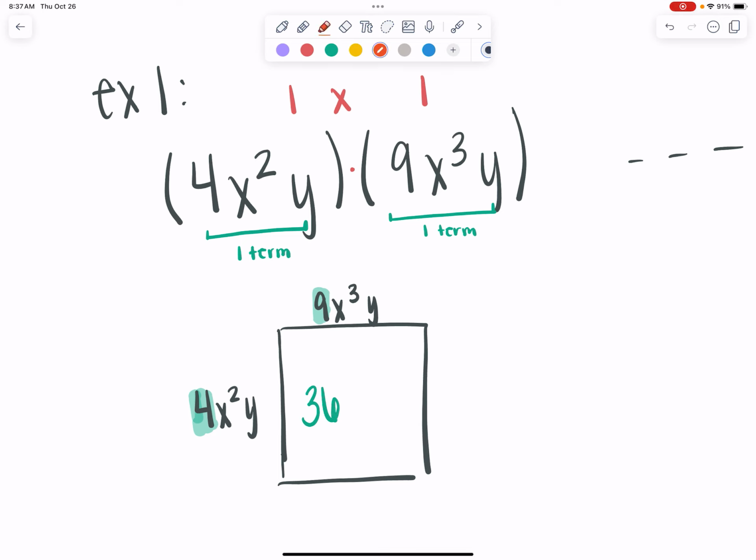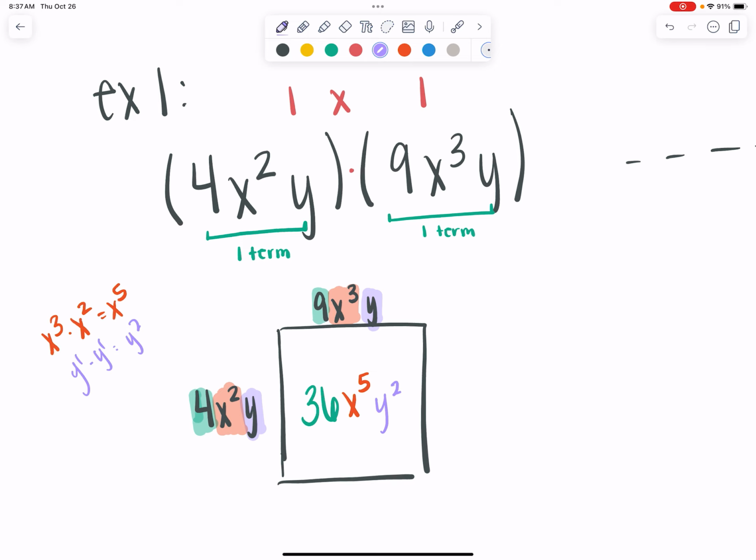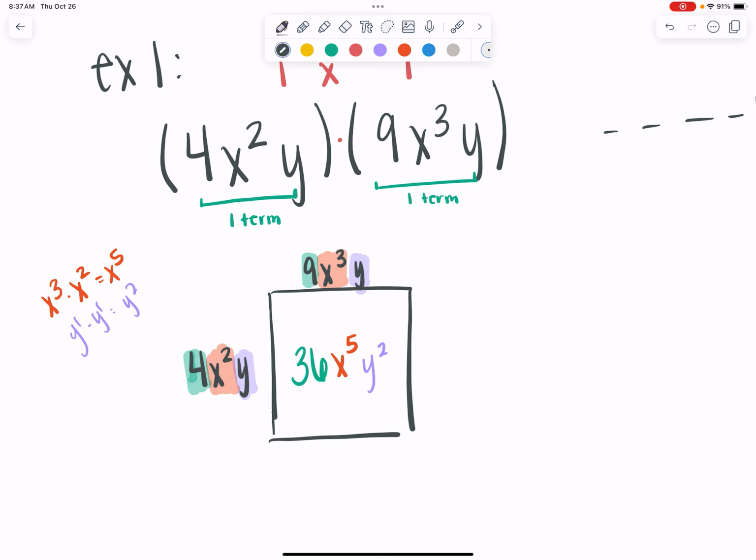Multiply my like bases, x to the third, x squared. Well, x to the third times x squared, that is a product rule, which says that I'm going to add my exponents. And then the last one, y times y. Well, that's y to the 1 times y to the 1. Add those exponents and get y squared. Now there's no like terms that I can combine because there are no other terms. So my final answer would be 36 x to the fifth y squared.